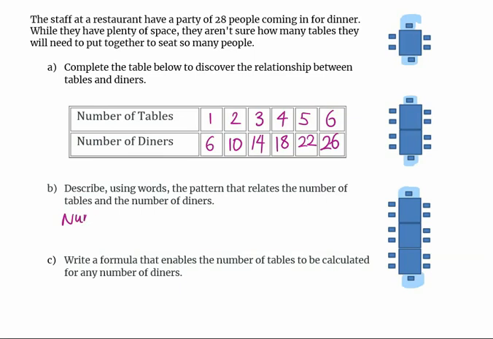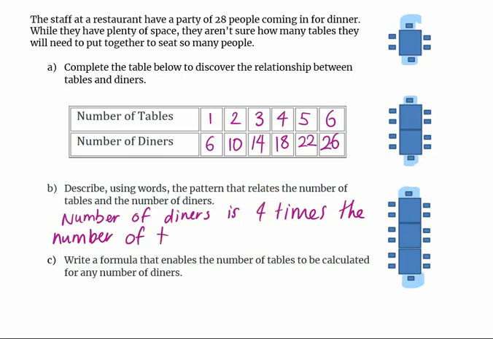So the number of diners is 4 times the number of tables, because we've got 4 people on each table. 4 times the number of tables, plus the 2 end people that we have no matter how many tables we push together. Number of tables plus 2. Plus 2 people sitting on each end, which we've highlighted there in blue.